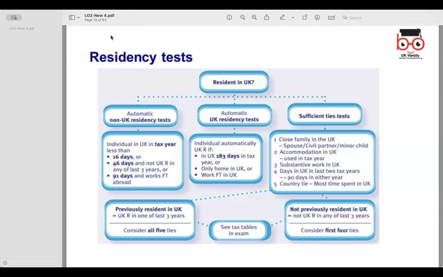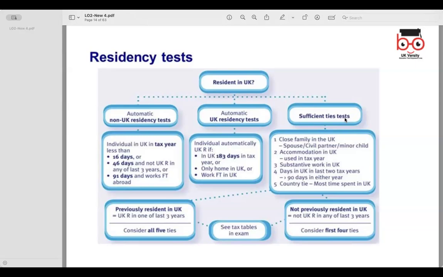Automatic UK residence test: an individual is automatically considered a UK resident if they spent 183 days or more in the UK during the tax year, have their only home in the UK, or work full time in the UK. Also, the sufficient ties test. This considers various ties an individual may have with the UK. These ties include having close family in the UK, such as spouse, civil partner, or minor child, using accommodation in the UK during the tax year, engaging in substantive work in the UK, and spending a certain number of days in the UK in the last 2 tax years.